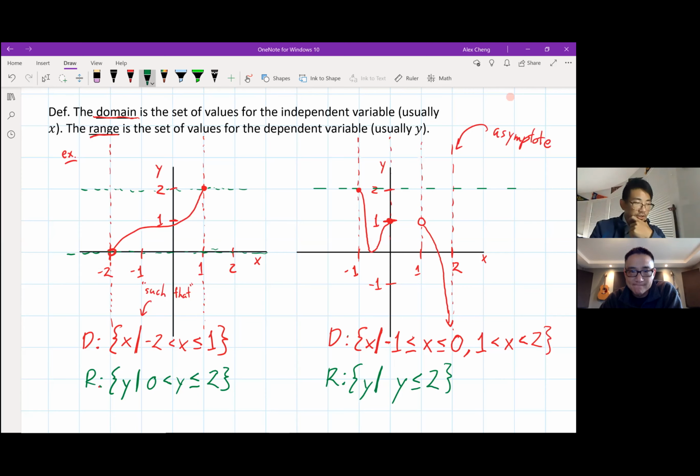Alrighty, so thanks, Mr. Chu. So hopefully, folks, this will help you, given any kind of graph, no matter how spicy it is or how extra it is, you'll be able to provide its domain and range. All right. Thank you.